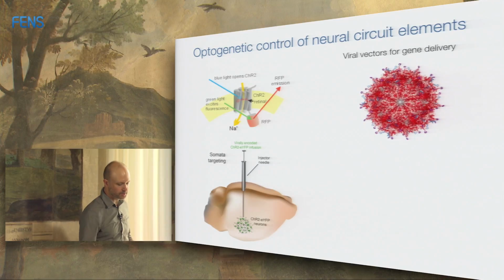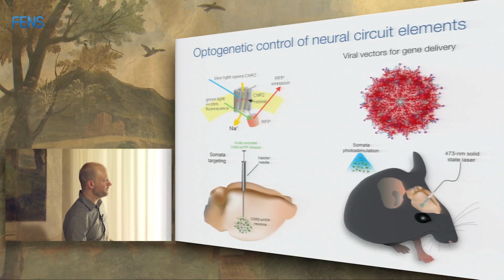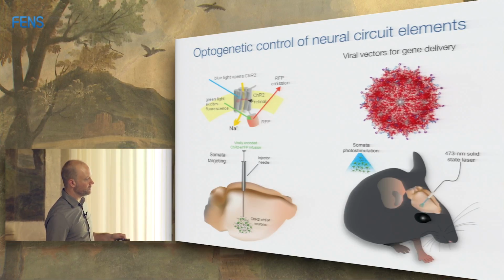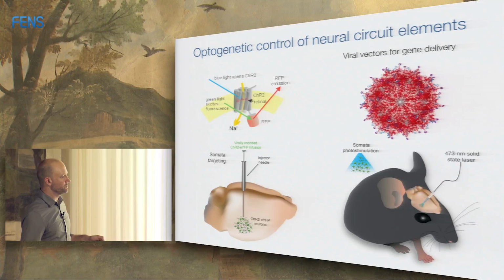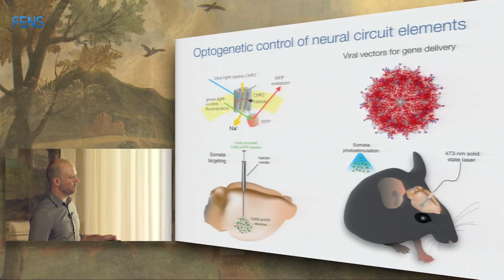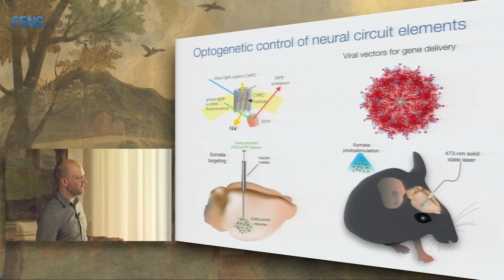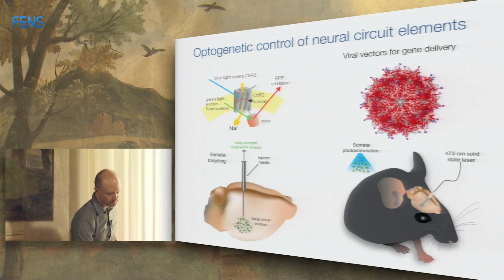This allows you to target whatever cell type you're interested in, and then you can implant a fiber optic, which allows us to deliver light to that brain region. These are small cables that permit light to pass into the brain. So you can selectively modulate the activity of those cells that are expressing this.